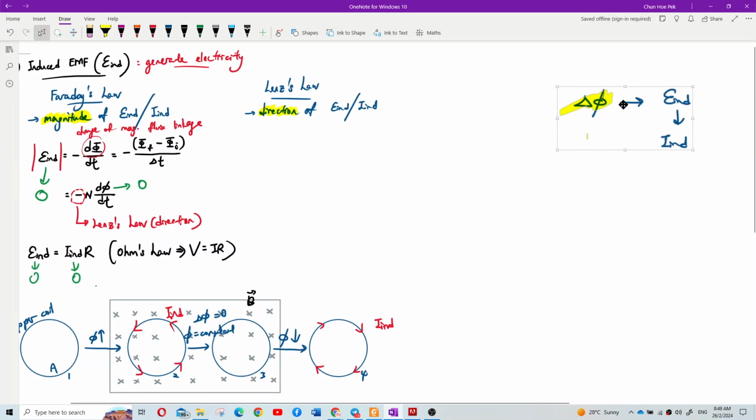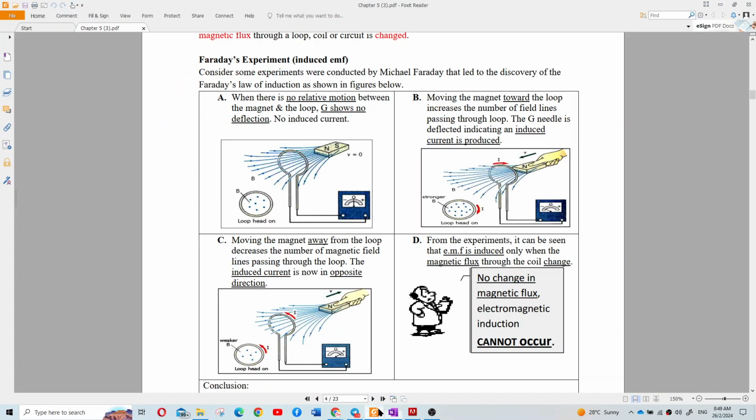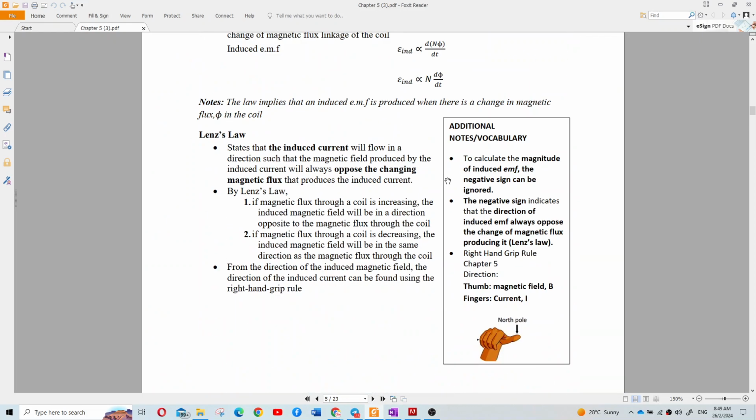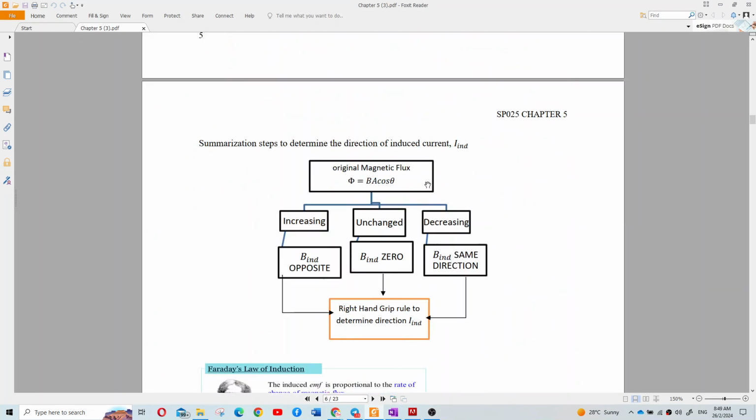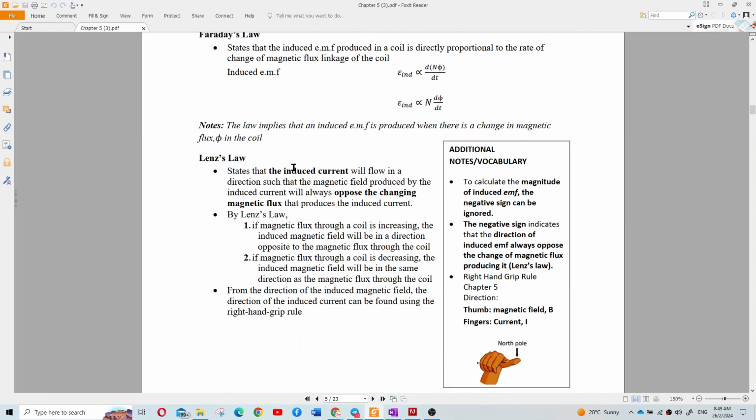Okay, so let us first look at the notes. What is Lenz law about? Lenz law states that the induced current will flow in a direction such that the magnetic field produced by the induced current will always oppose the changing magnetic flux that produces the induced current.